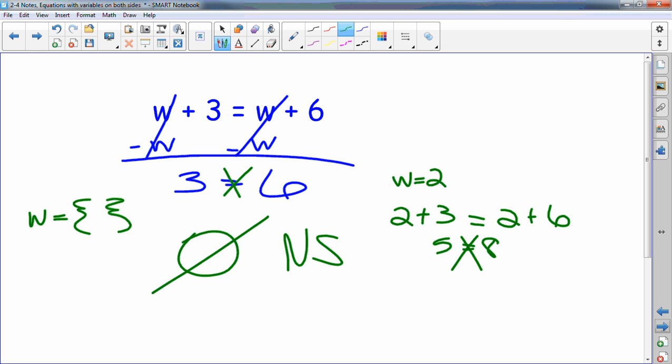Okay, those are all different ways that you might see, like if you were to take a test, you might see a circle with a line or an NS, and you might see this. Those mean the same thing. They all mean no solution.